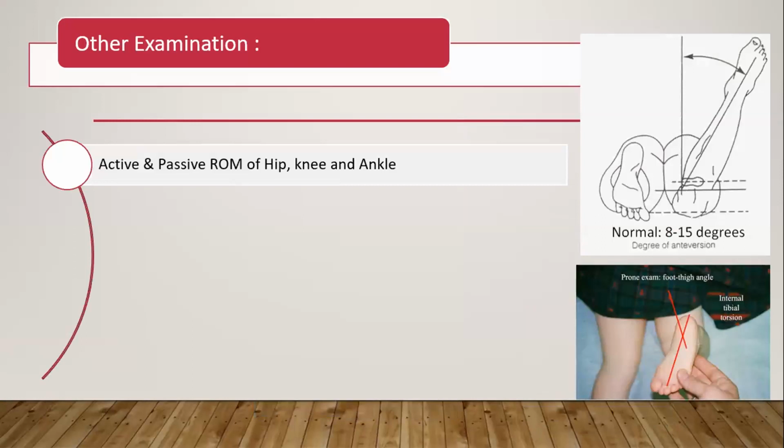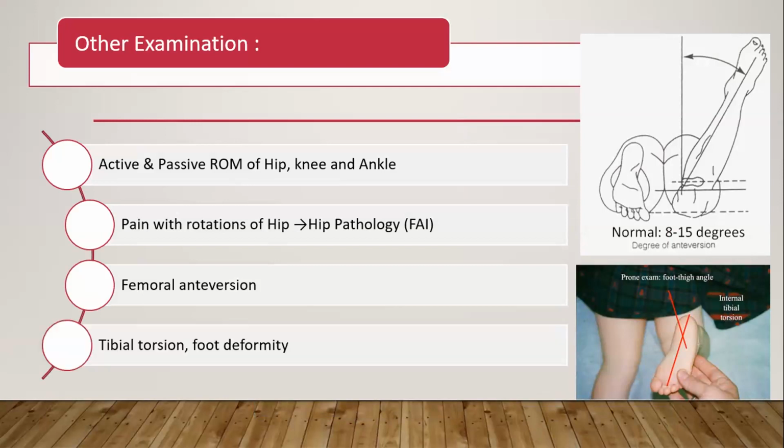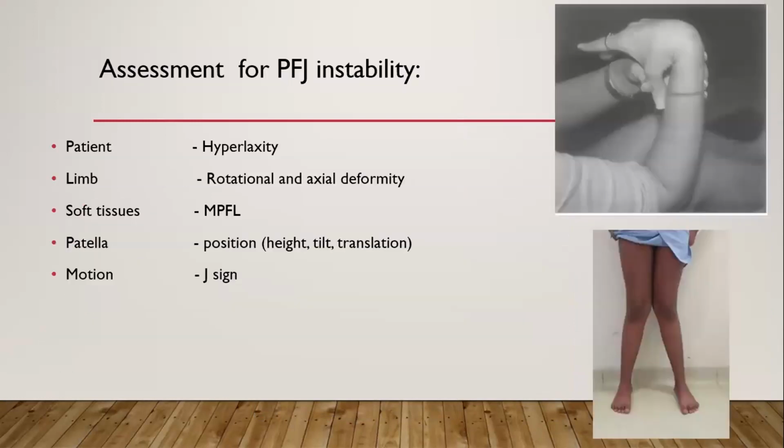We also include other examinations like passive and active range of movements of hip, knee, and ankle. We have to look for any pathology in the hip, such as FAI, or look for femoral anteversion by performing the Craig test, and also tibial torsion by performing thigh foot angle. An assessment of patellofemoral instability includes looking for hyperlaxity in the patient, and in the limb we have to look for rotational and axial deformity.